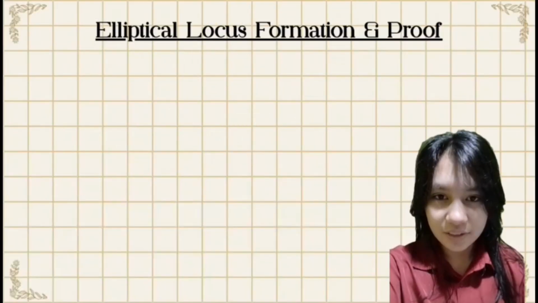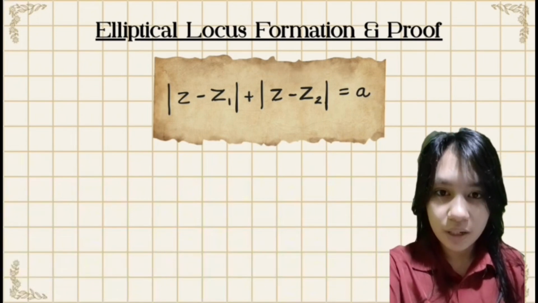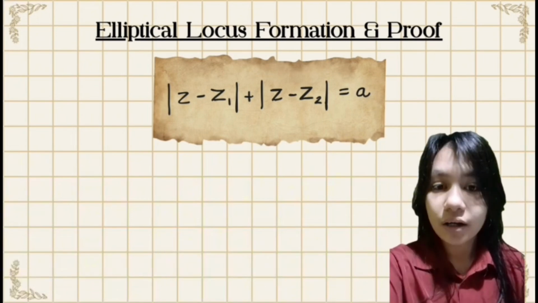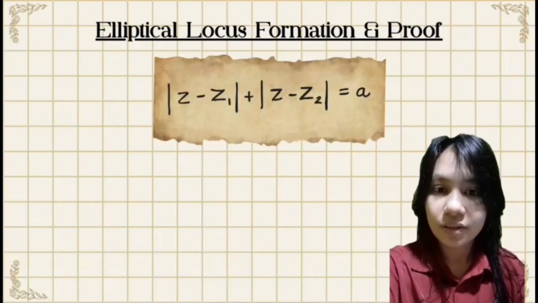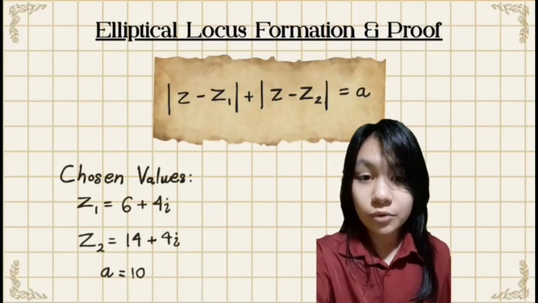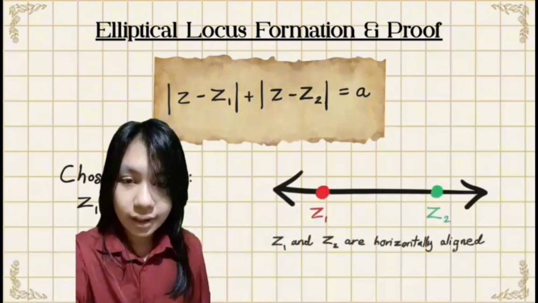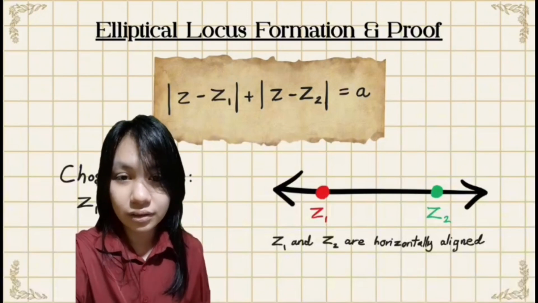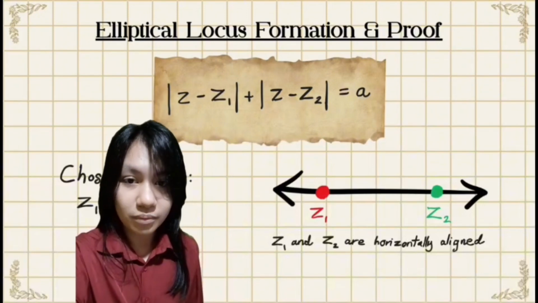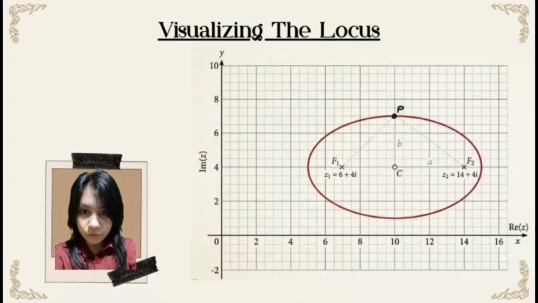Next, we will attempt to understand the elliptical locus. This is our locus, and it will only form an ellipse under the condition that the value of A is greater than the distance between the two foci. For simplicity's sake, these are the values that we will choose, making the distance between the 2 points 8 units in magnitude, and making the points aligned along the horizontal axis. Since the value of A must be greater than this distance, we will set it to 10. These values trace out this ellipse.